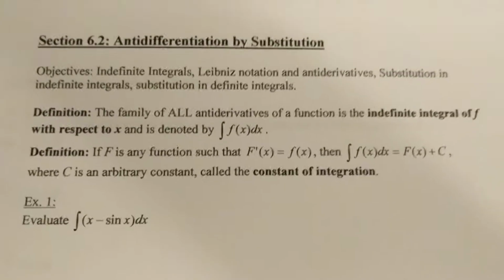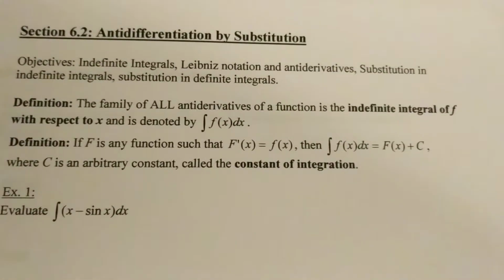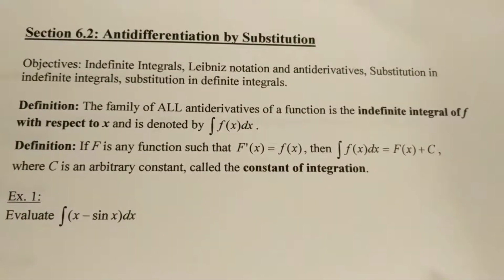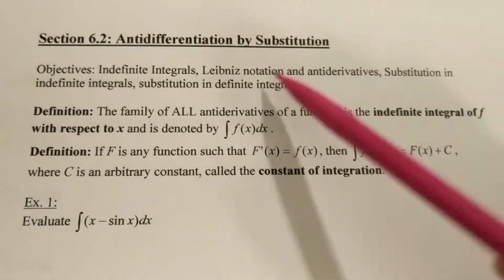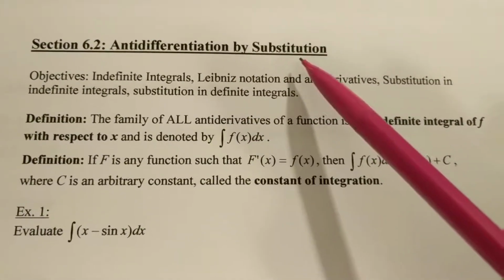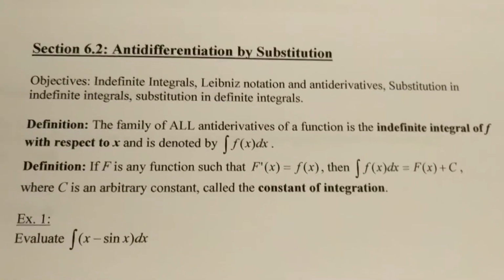Today we're going to talk about section 6.2. Sorry, my voice is going a little bit. We're going to reiterate some of the indefinite integral stuff with the plus C's, but we're also going to start talking about a new method called substitution. We're going to talk about what happens when we have a chain rule and we need to undo that chain rule.